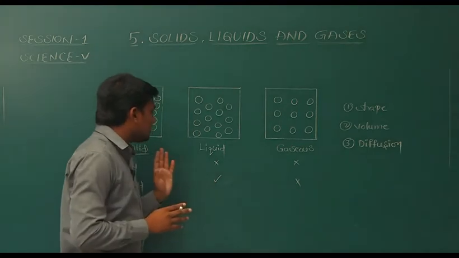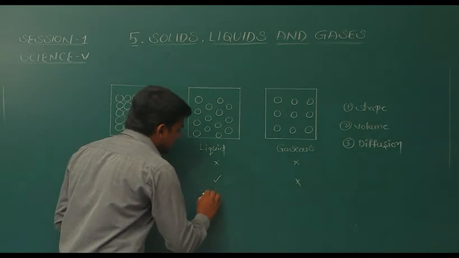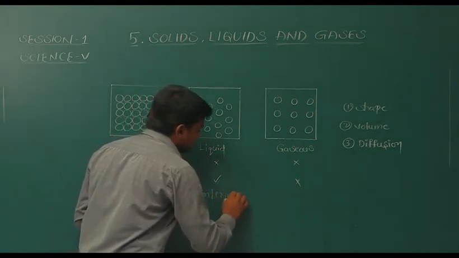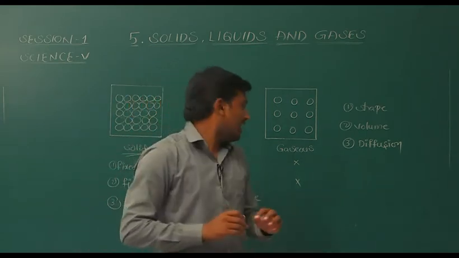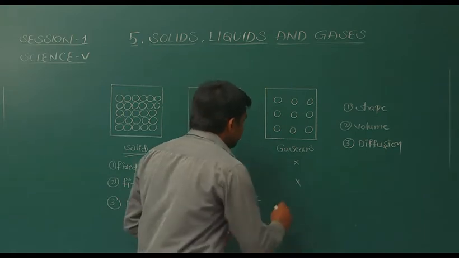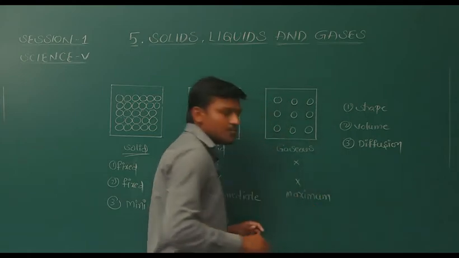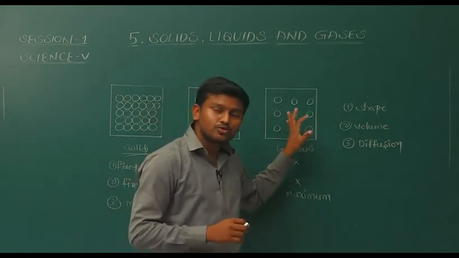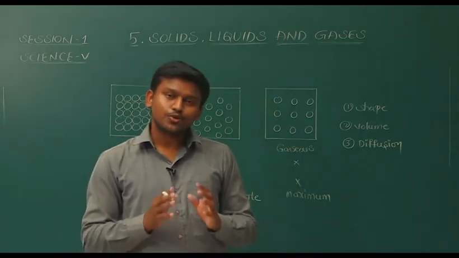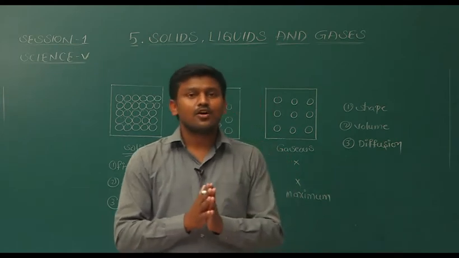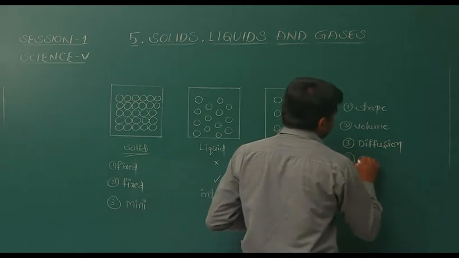And now let us see diffusion in liquids. Diffusion in liquids is intermediate or medium. And in gases, it is maximum. Because there is so much huge space between the particles of the air, that is why they can spread easily. So, the diffusion property in gases is very high. And now let us take another property, and that is compressibility.